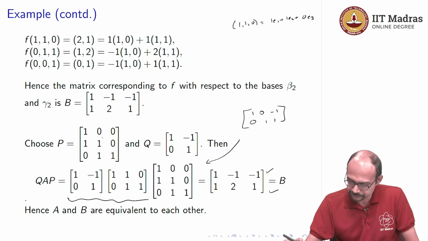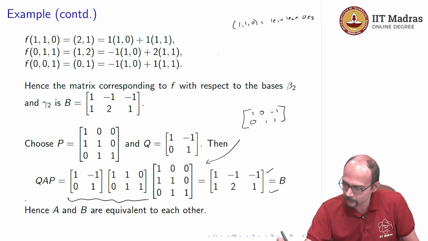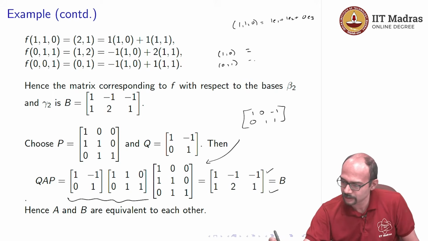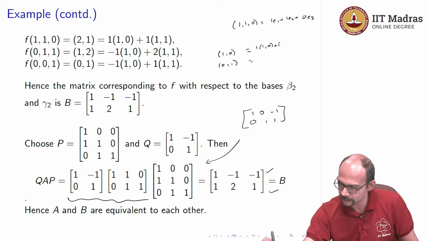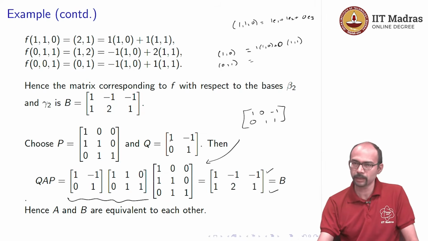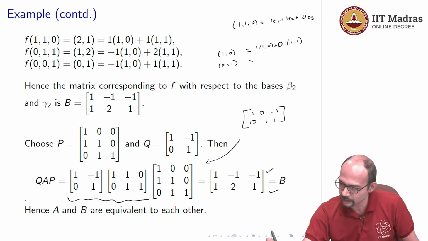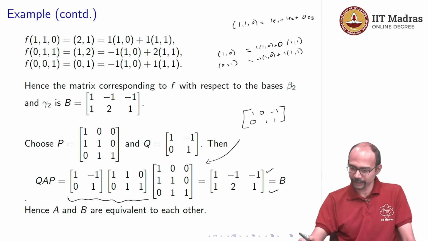And for Q, what I did was I wrote 1 0 and 0 1 in terms of 1 0 and 1 1. So, this is 1 times 1 0 plus 0 times 1 1. That is why I get 1 0 in my first column, and 0 1 is minus 1 times 1 0 plus 1 times 1 1. That is how I get minus 1 1.